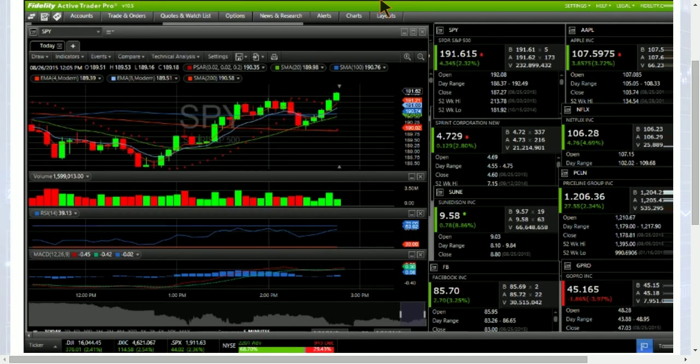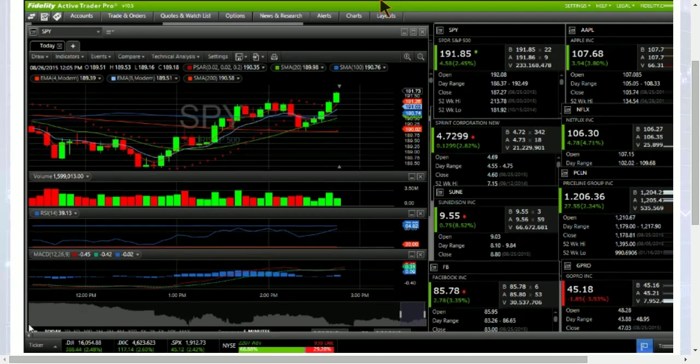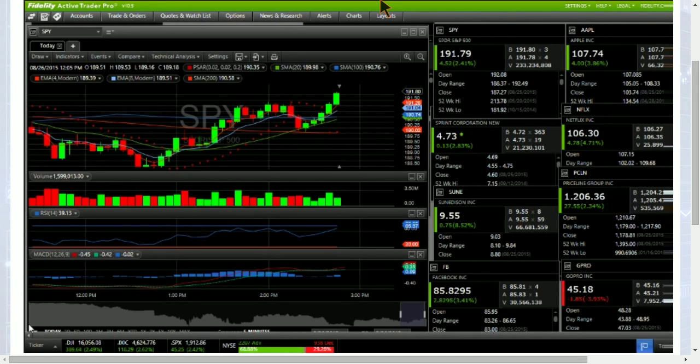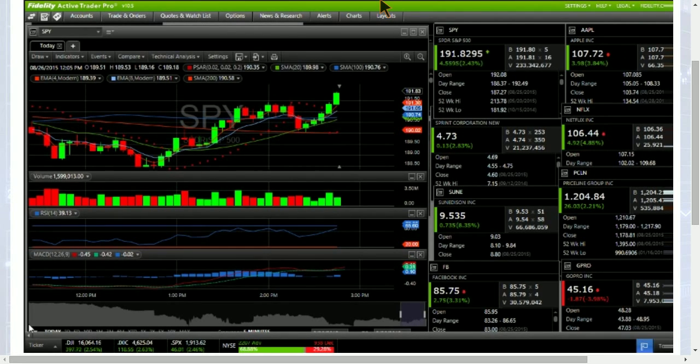So SPY's looking great. I expect a test of the high of day, which is less than $1 away. There it goes, busting out. God, I love charts. There she goes.